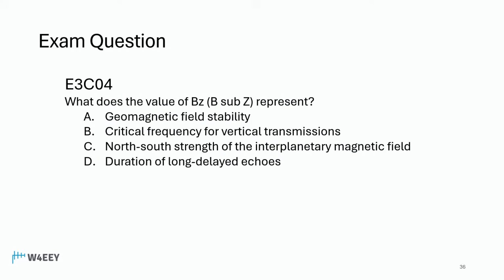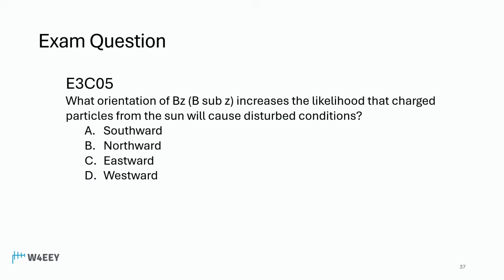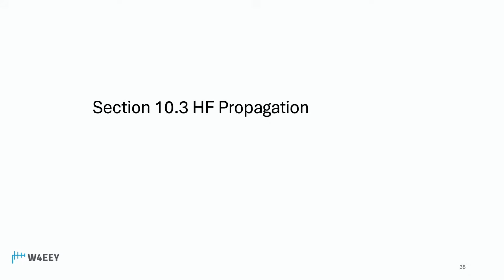What does the value of B sub Z represent? Charlie. North-south strength of the interplanetary magnetic field. What orientation of B sub Z increases the likelihood that charged particles from the sun will cause disturbed conditions? Alpha, southward, negative B sub Z.